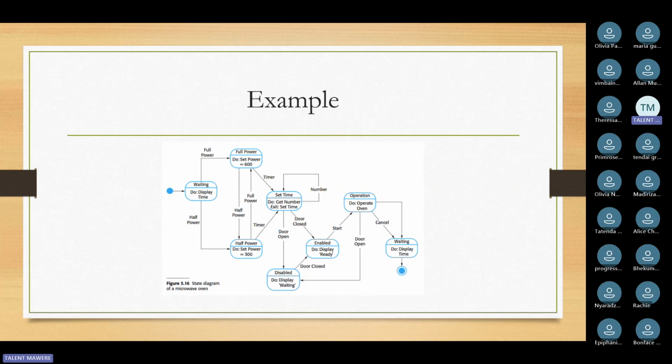I think I gave you an assignment that required you to draw a state diagram of a particular system. I'm no longer sure what it was. But this is how I expected your diagram to come up like.